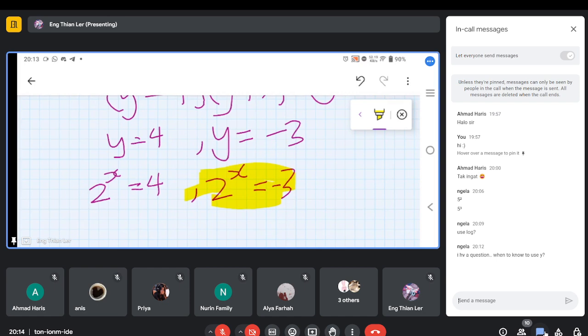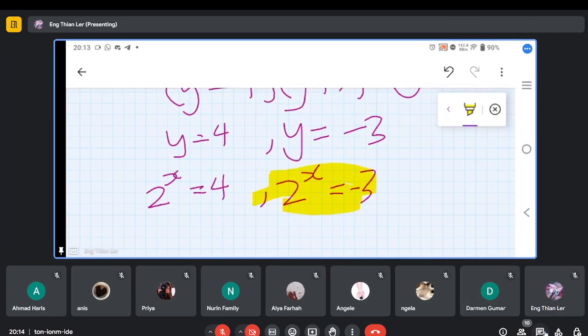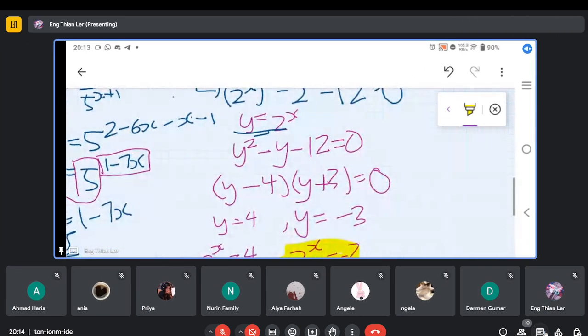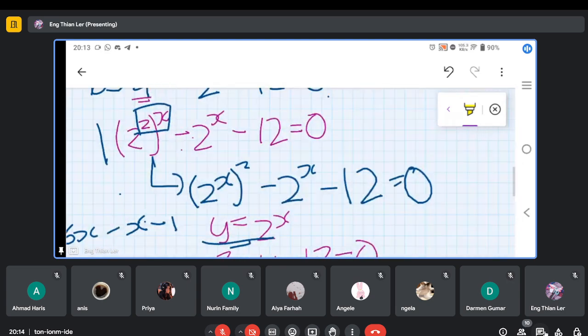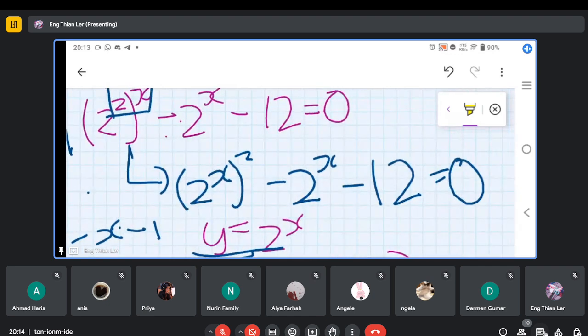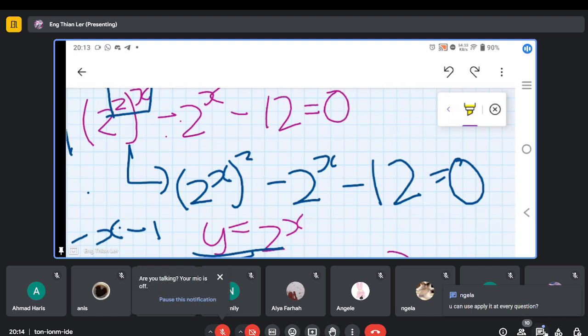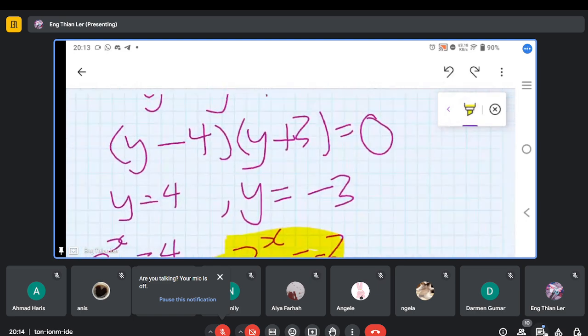So wait, I have a question. How do you know to use y? Actually, this depends on you. You can tell it's a quadratic equation, right? I can tell because we got the ax squared plus bx plus c form. If you're confused with the steps and don't understand, you can apply it in every question. If you got a format like this, when you see 2 to the power of 2x, you need to be aware.